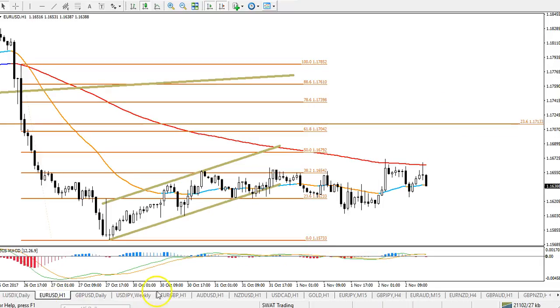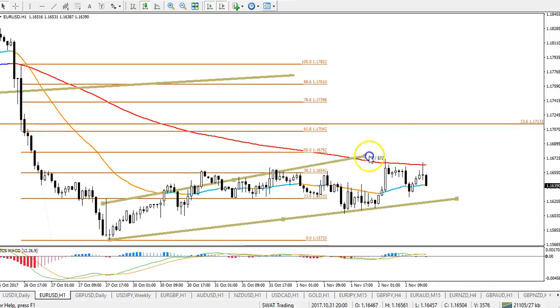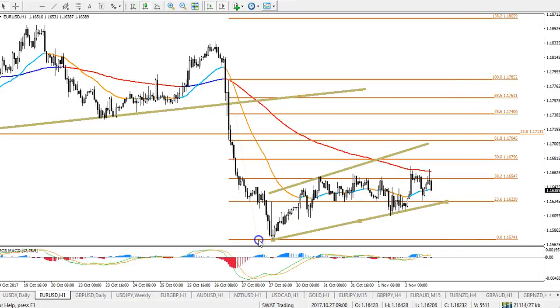Next is the euro dollar. Euro dollar has gone sideways for very long and is in a long, lengthy correction. Unfortunately, not much really new to say about this euro dollar, because it's still at the same spot we discussed on Tuesday. Price is still right at the 38.2 fib. It's trying to break above resistance, but not managing. It's trying to break support, but not managing. So it's still at this exact same spot.